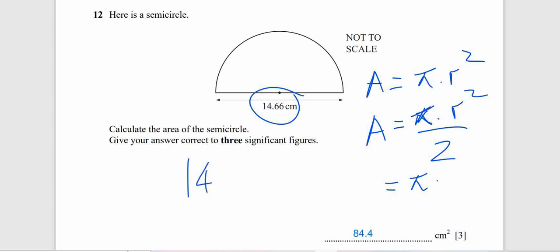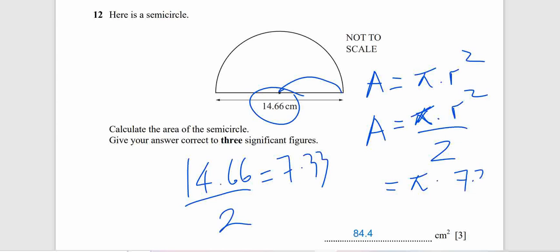So 14.66 is the diameter. We only need radius, so we divide by 2, we get 7.33. So we input 7.33 squared over 2, and we count the calculator, we get this one. That's it. Next, actually we get 84.354.